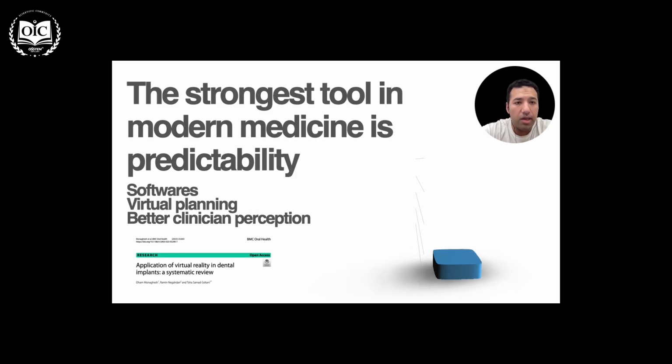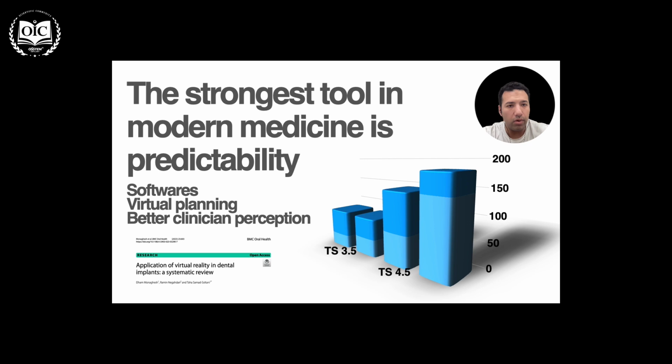And actually, predictability is the greatest benefit that we have from virtual surgery, that we know by 99% what we will end up with prior to even starting the surgery. And actually, this is the strongest tool that we rely upon in guided surgery. Why do we do guided surgery? Because it's predictable, because it yields similar results to the plan. It's not because it's easier or because we cannot do the conventional surgery.